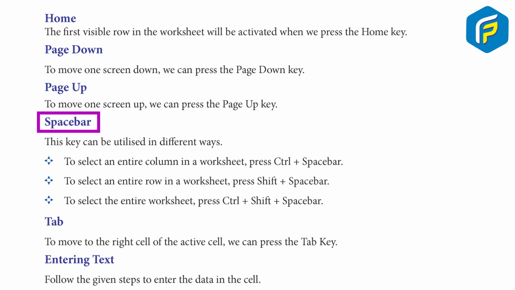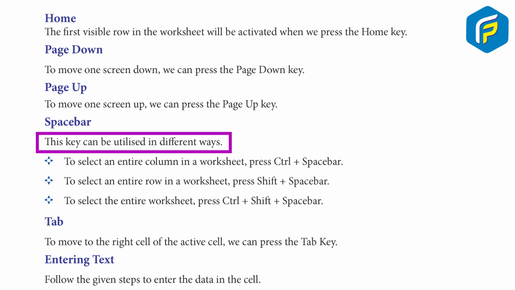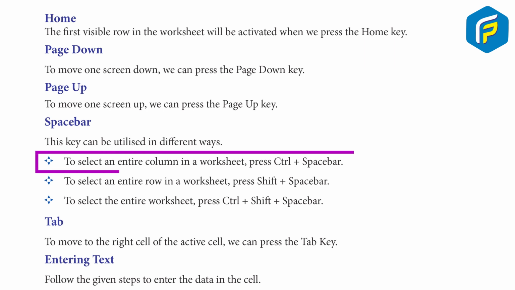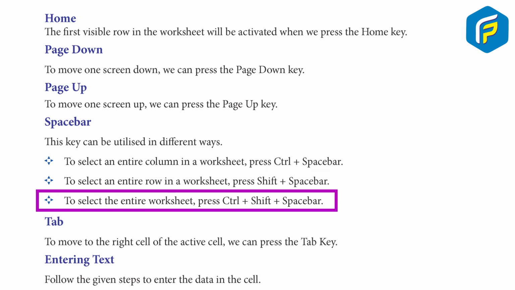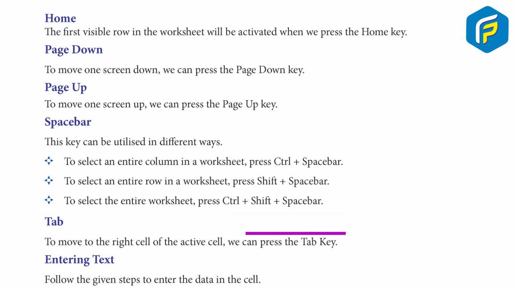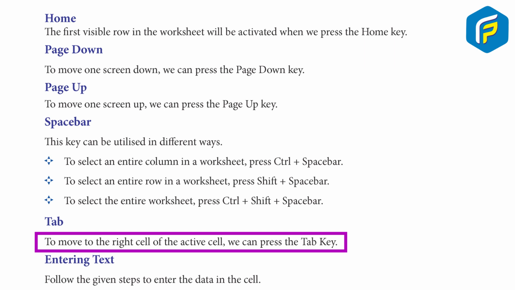Space bar. This key can be utilized in different ways. To select an entire column in a worksheet, press Ctrl plus space bar. To select an entire row in a worksheet, press Shift plus space bar. To select the entire worksheet, press Ctrl plus Shift plus space bar. Tab. To move to the right cell of the active cell, we can press the Tab key.